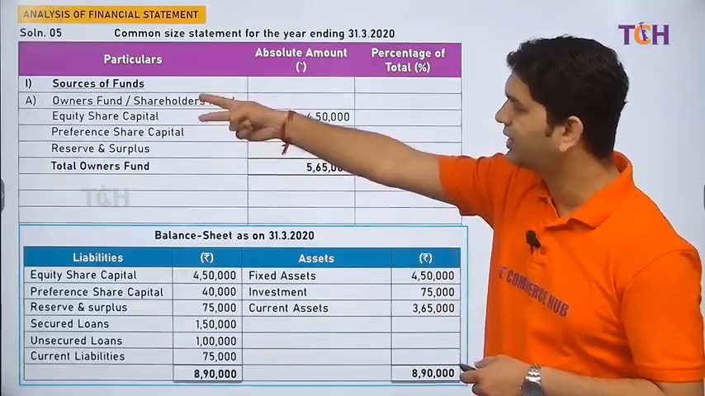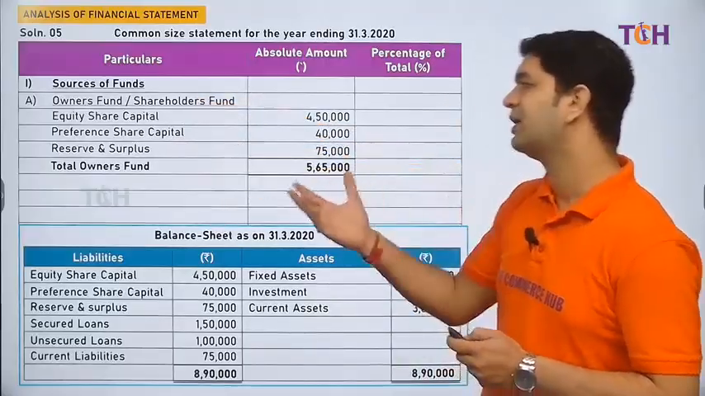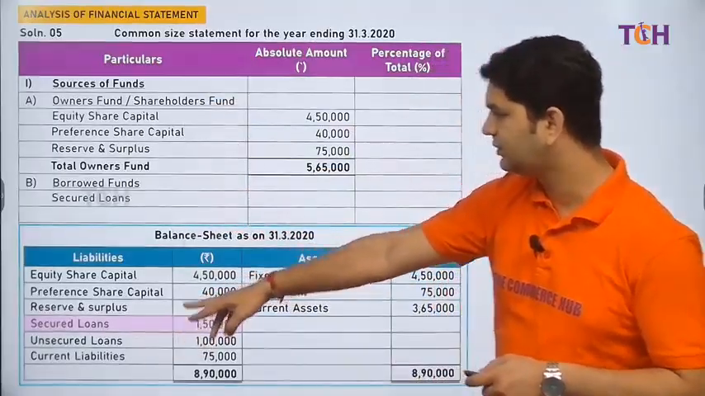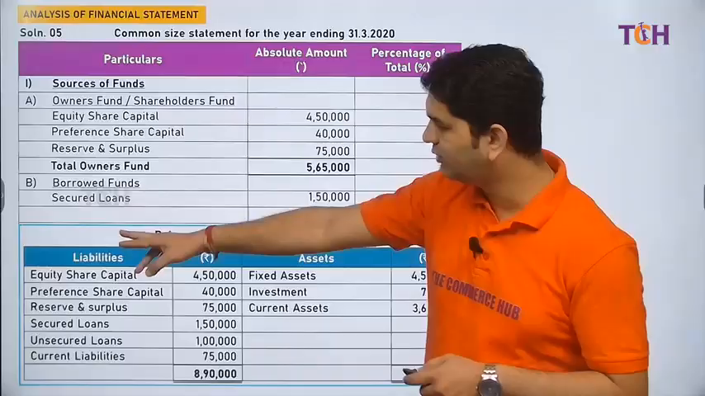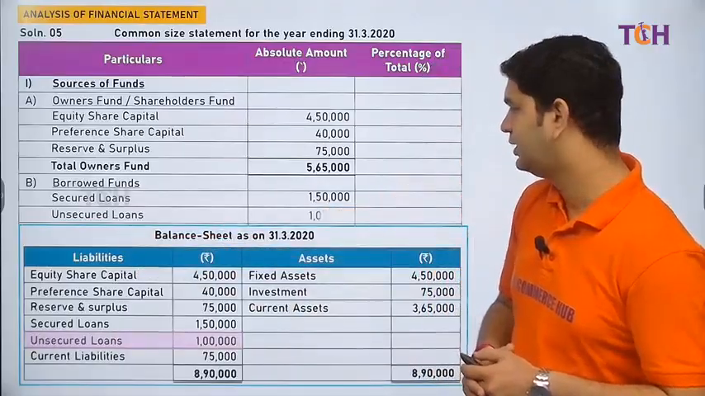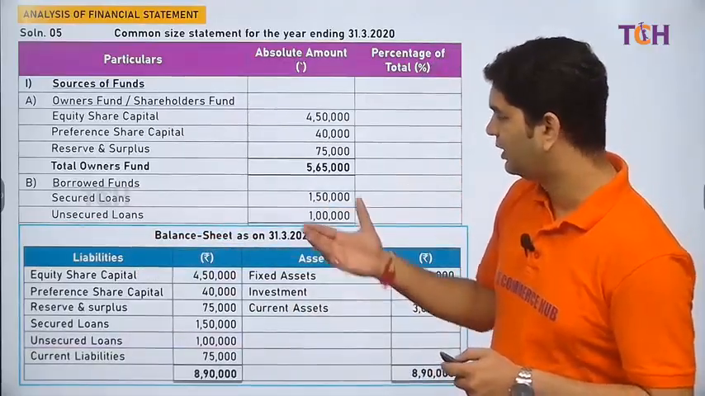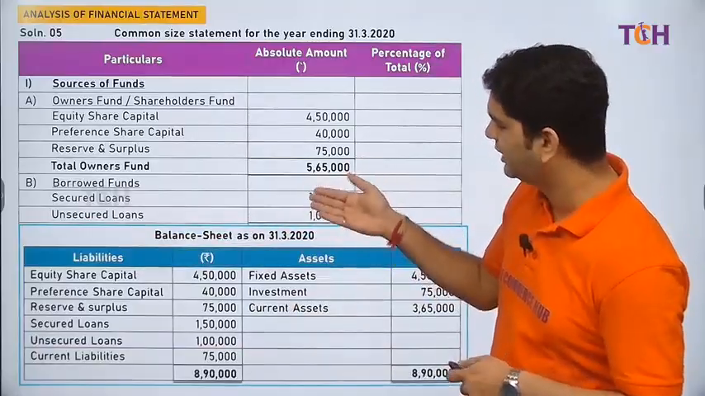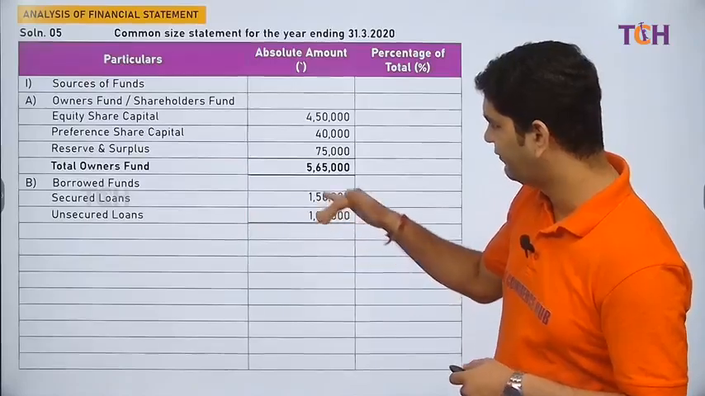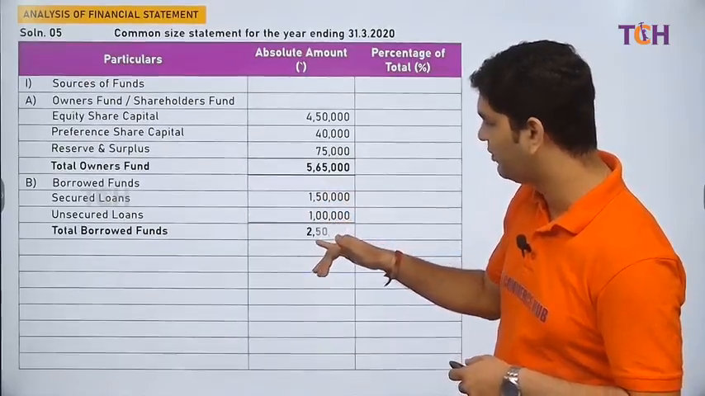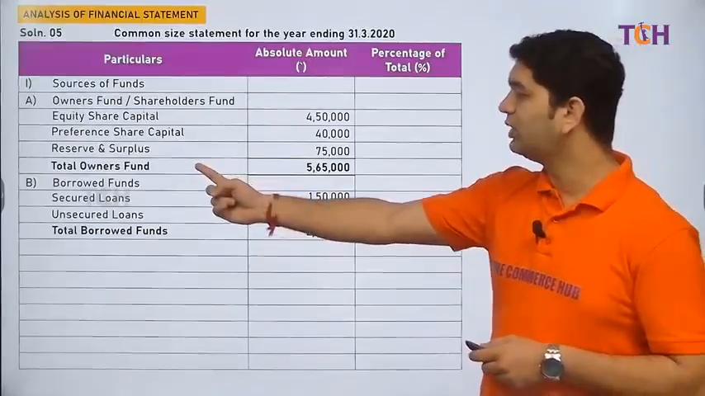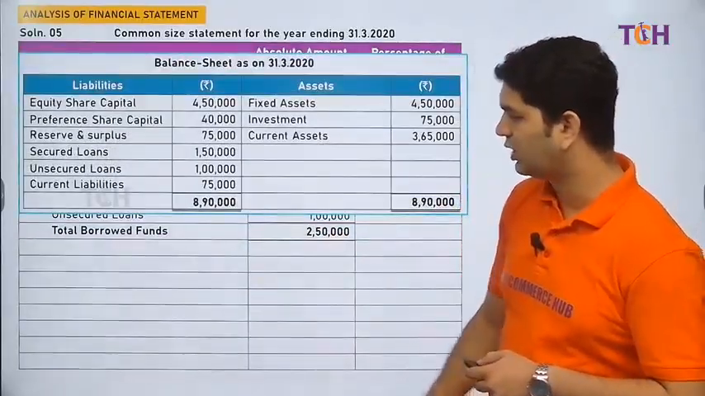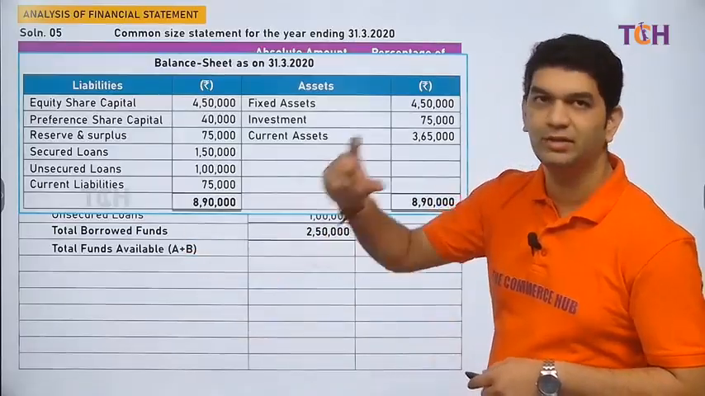After owner's fund, the next thing is borrowed fund. Under borrowed fund, the first thing is secured loans, 1,50,000. Unsecured loans are 1 lakh. We'll take the total here itself, 2,50,000, that is the total of borrowed funds. Now, total owner's fund and total borrowed fund, we'll take the total in the outer column. Look at it, total funds available, that is the first part.